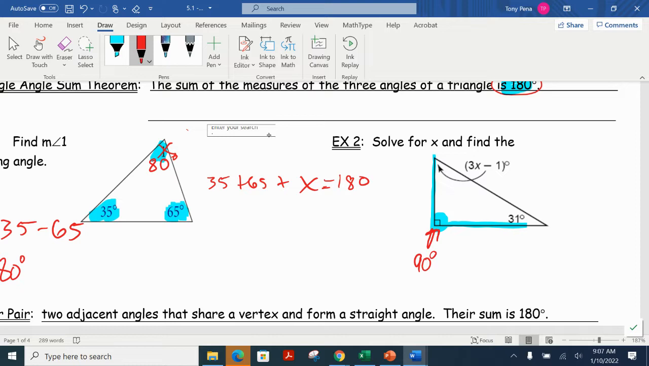So if we know this is 90, that should be an arrow. I have to refresh my memory on how to write down this. So this is 90 degrees. This is 31 degrees. We want to know this one, but this one is defined using a variable.